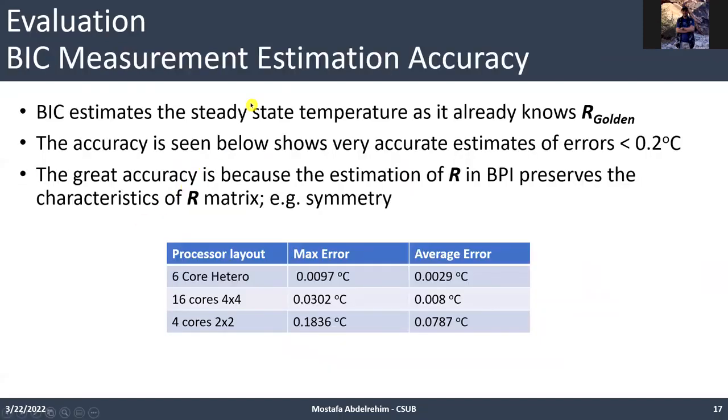Here is the measurement estimation accuracy, and the accuracy is really high. The maximum error here is equal to just 0.18. The reason is that BBI preserves the characteristics of the R matrix, for example symmetry, so it estimates R very accurately, and that's the needed parameter to estimate the temperature accurately enough.